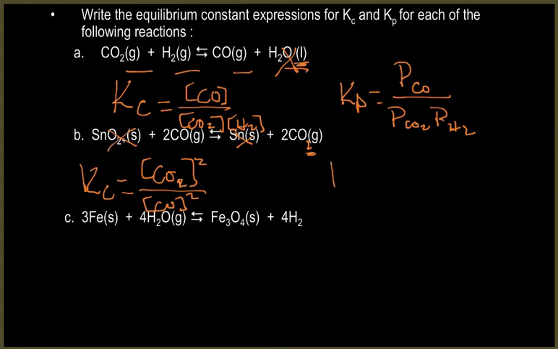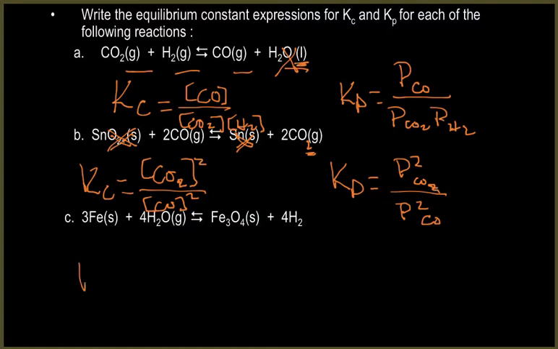If we're going to represent that as a Kp, we would put P to the second of CO2 over P to the second of CO. And again, these are not included because those are solids.